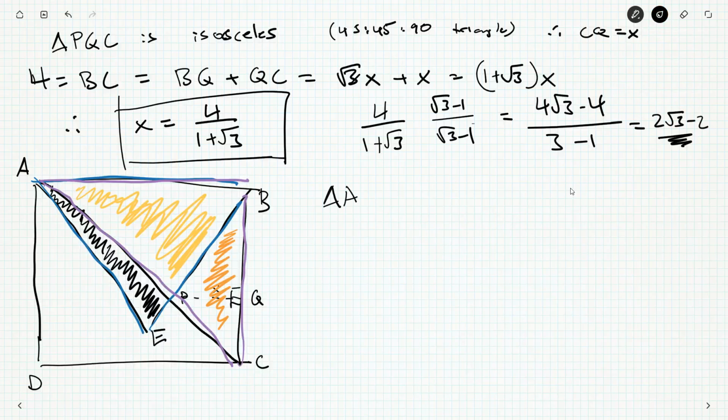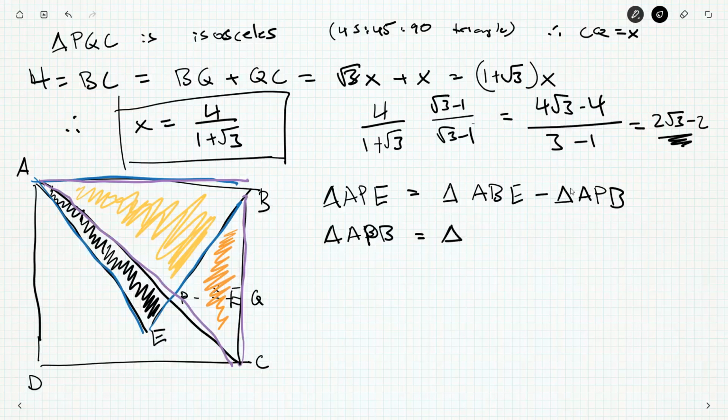So, let's write this down. APE is ABE minus APB, and then APB is triangle ABC minus triangle BPC.